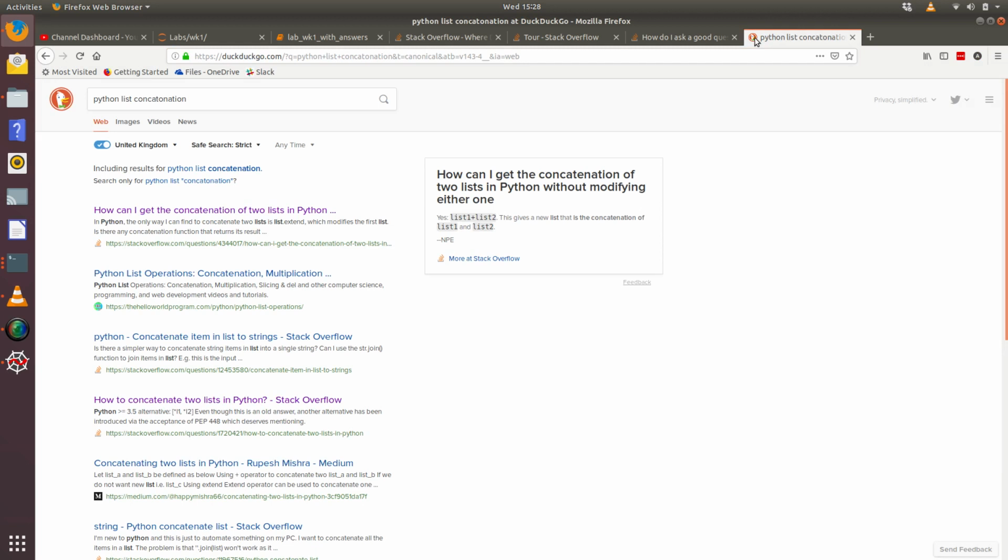So, okay, Python list concatenation. Top hit was how can I get the concatenation of two lists in Python? And that comes from Stack Overflow. So you can see there's multiple answers from Stack Overflow in the top five.